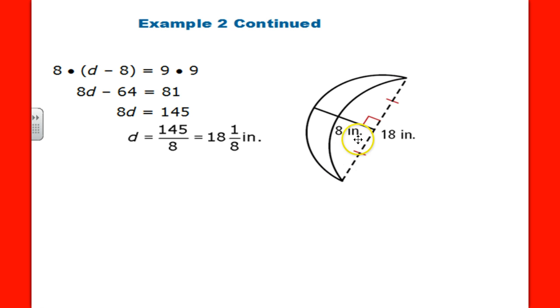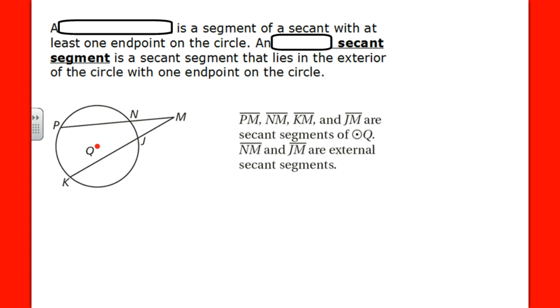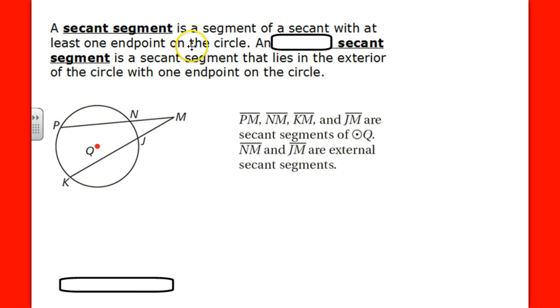Okay, so it started off a little tricky because some of you might have thought that 18 was the diameter, but it really was simply a chord across part of that circle, right? The diameter is a little greater than that. Okay, so we're looking at some definitions here. A segment of a secant with at least one endpoint on the circle. So here's a secant, goes through the circle, but one endpoint is on the circle, right? So PM is called a secant segment.